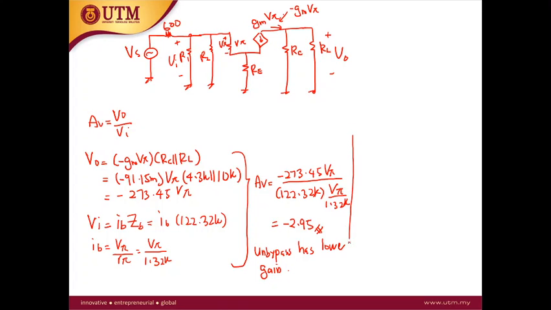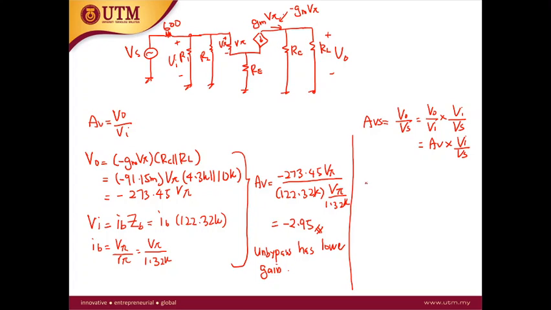Okay. If you want to calculate the AVS, there are many approaches. Actually AVS is V out over Vs. So this can also be arranged as V out over V in times V in over Vs. And then you know V out over V in is AV. So AV times VI over Vs.